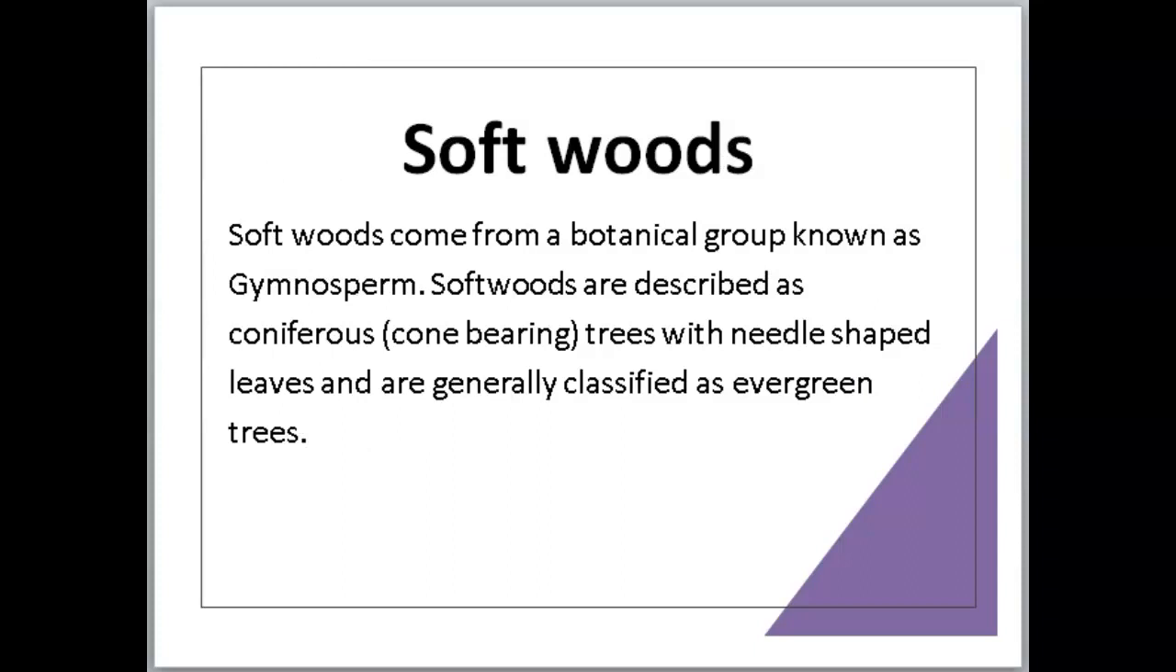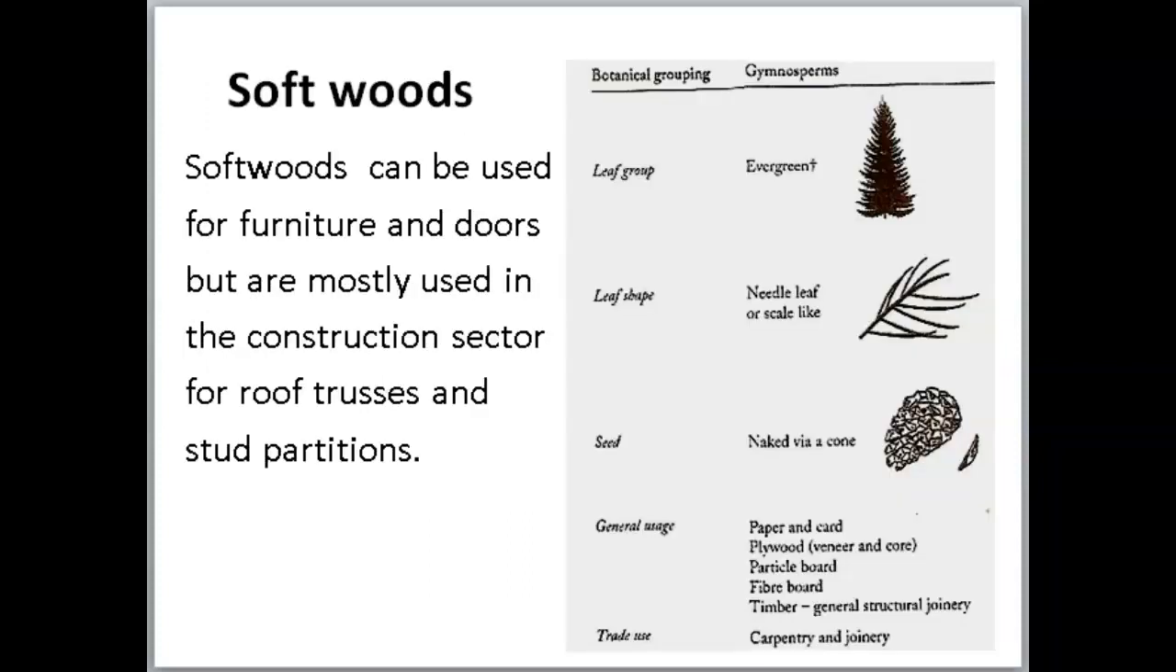Softwoods. Softwoods come from a botanical group known as gymnosperm. Softwoods are described as coniferous or cone-bearing trees with needle-shaped leaves and are generally classified as evergreen trees. Softwoods can be used for furniture and doors, but are mostly used in the construction sector for roof trusses and stud partitions.